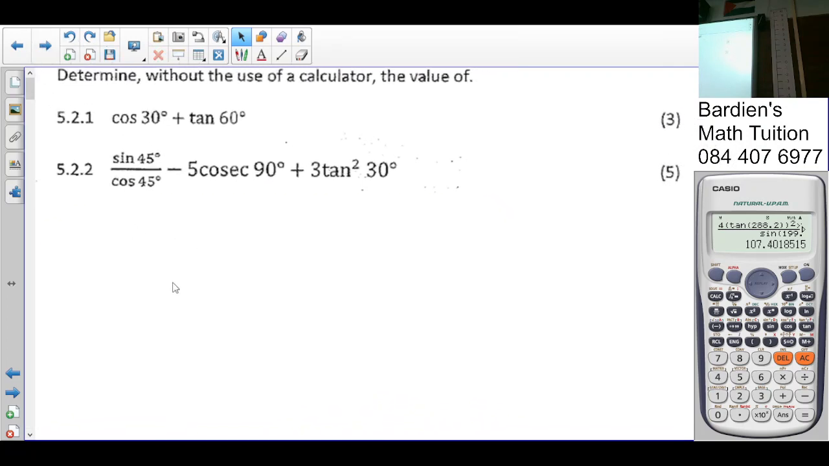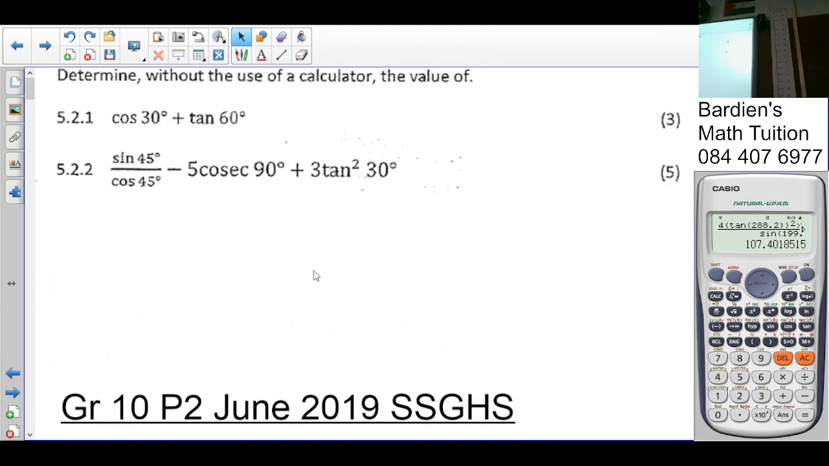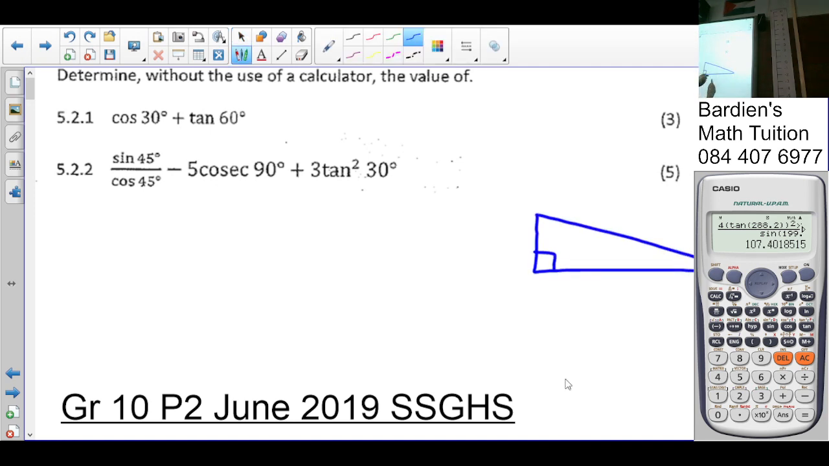Question 2.1. We are told to determine, without using the calculator, the value. Now here we have to use the special angles, not so. So that's going to give you 90. That's going to be 30, 60, with sides 1, 2, root 3. This is 45, so it's 1, 1, root 2.